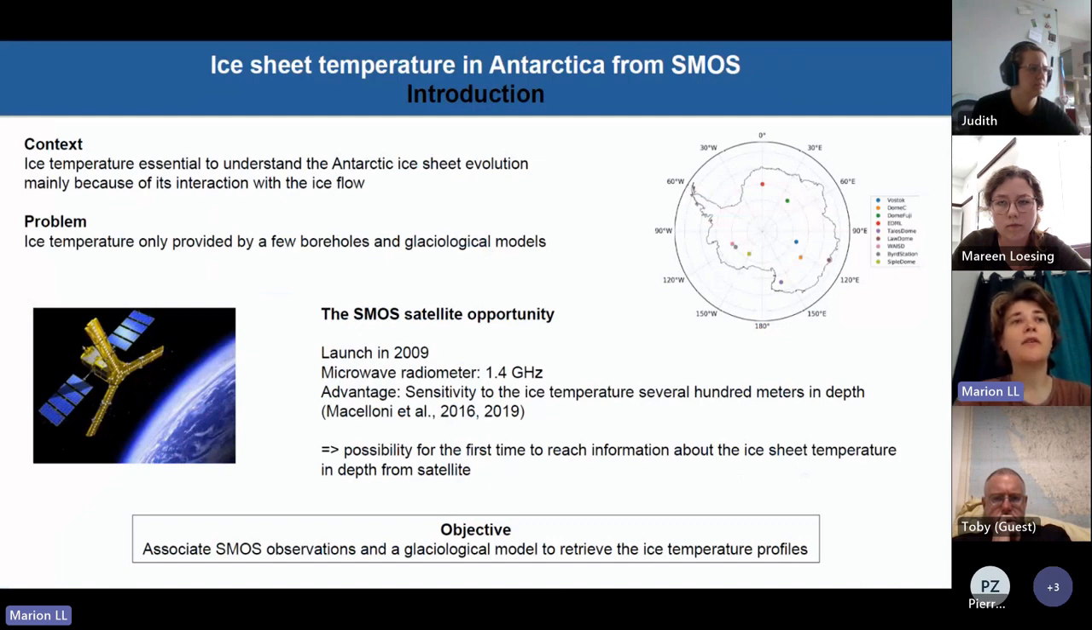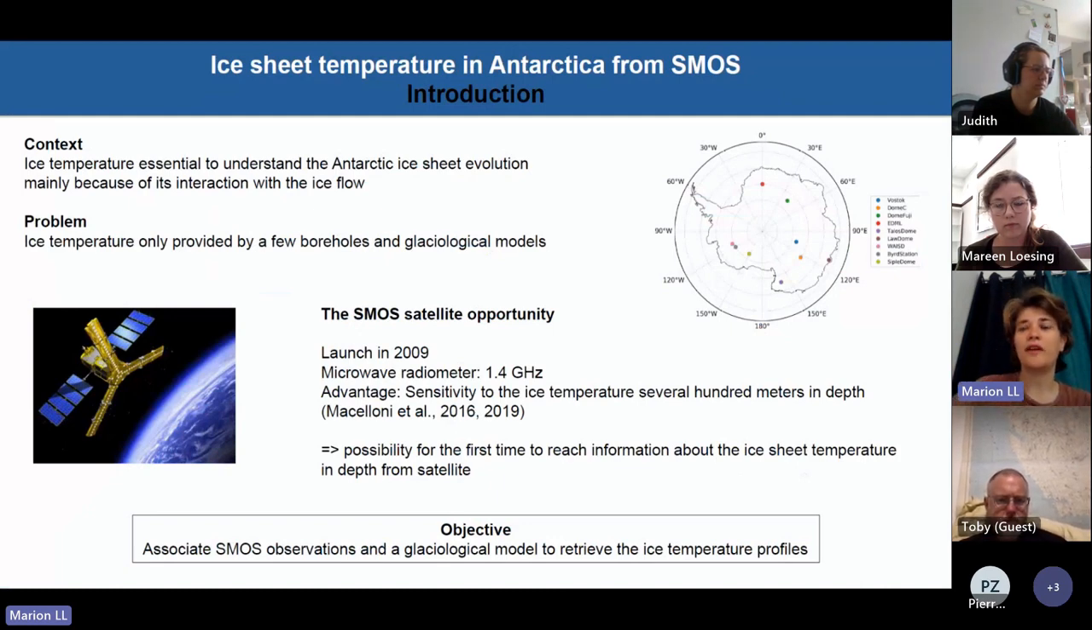And we performed several analyses to understand which kind of information we can obtain with this frequency over Antarctica. We found that the advantage of this frequency is its sensitivity to the ice temperature several hundred meters in depth. So that means for the first time, we have the possibility to reach information about ice sheet temperature in depth from satellite.